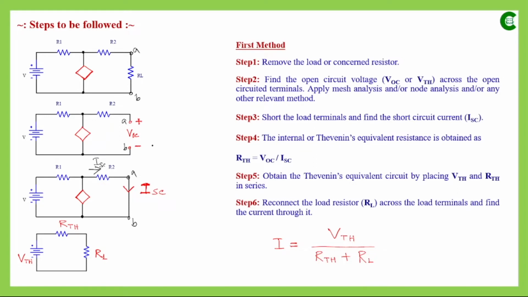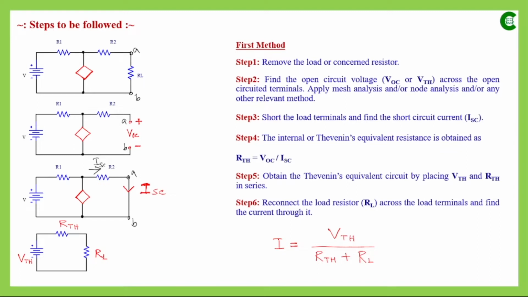So this time what we have done is, after finding out the VOC, we have shorted those two terminals and found the short circuit current through that path. We have divided that VOC by ISC, the short circuit current, and that way we have found the Thevenin's equivalent resistance, which is the internal resistance of that circuit. So this is one of the methods that we apply in an electrical network to simplify it by applying Thevenin's theorem when we have dependent sources along with independent sources.